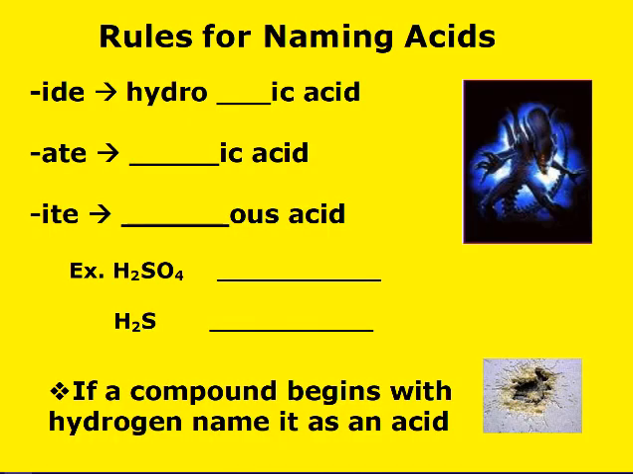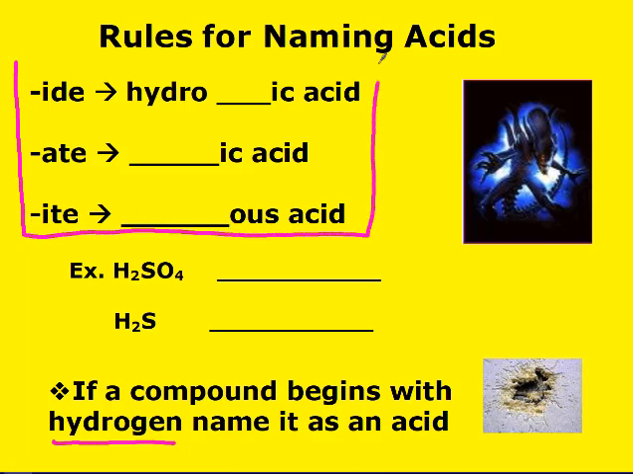So acids are going to begin with H. So if a compound starts with hydrogen, we're going to name it as an acid. The rules for naming acids are these three. If the anion ended in IDE, we're going to change it to hydro-ic acid. If the anion ended in ATE, it's going to go to ic acid. And if the anion ended in ITE, it's going to go to OUS acid.